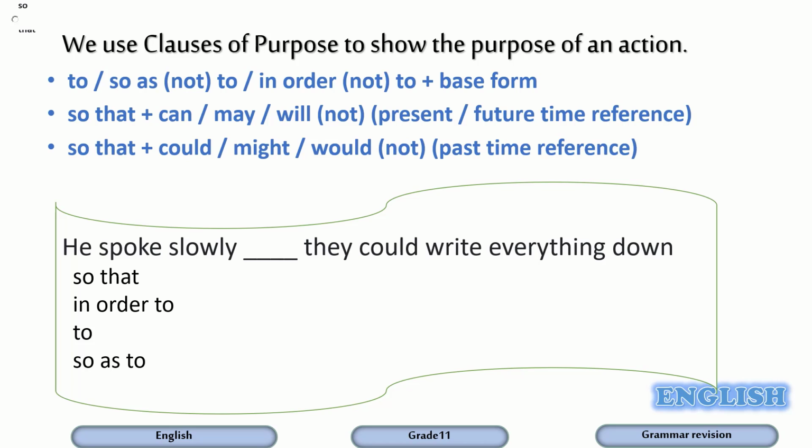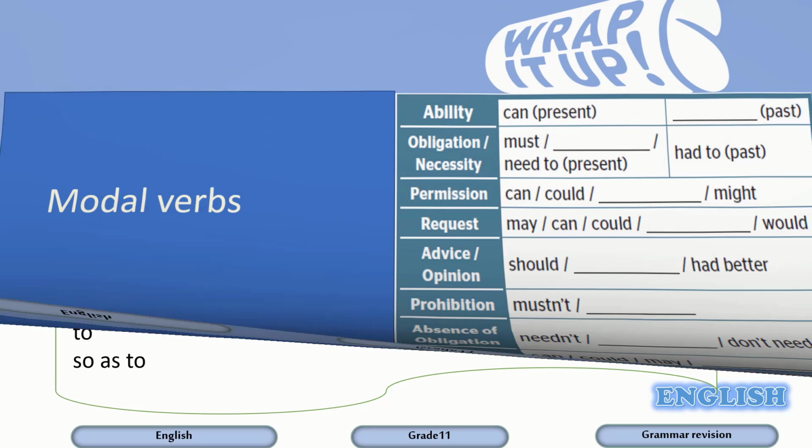So we have here, they could write everything. They could write, this is not the base form. So what do you think? We have here could, and we have here the rule. So we use so that they could write everything down.